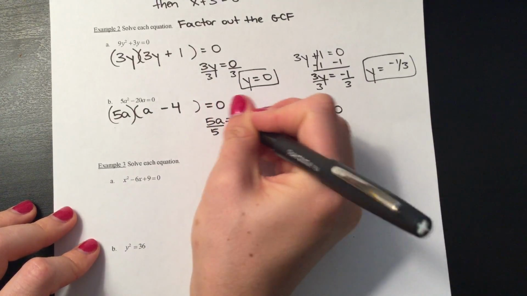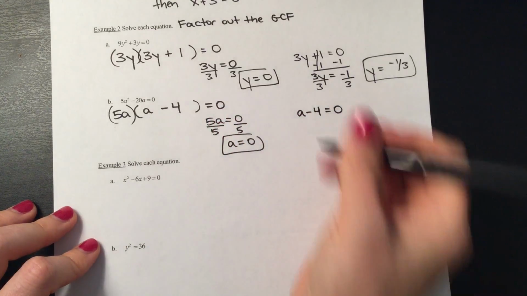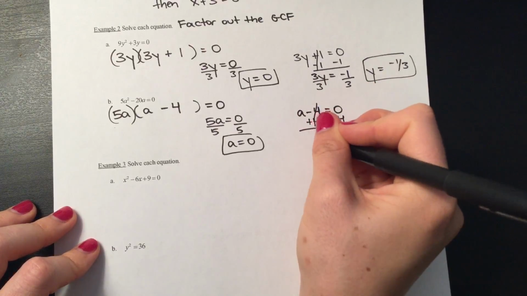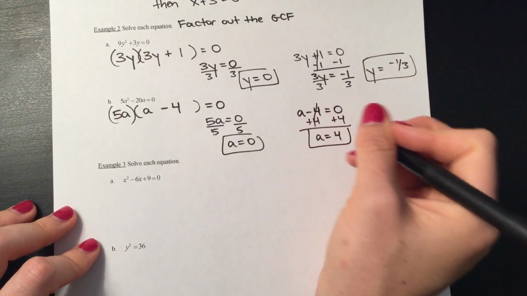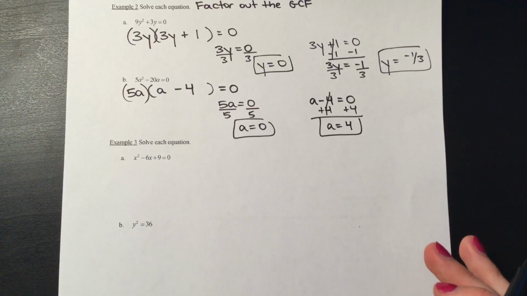So here, divide both sides by 5. You end up with a equals 0. That's one answer. And here you'd add 4 to both sides. And so we end up with a equals 4. That's our second answer. Okay, usually you're going to have 2. Sometimes you might have 1 or even none.